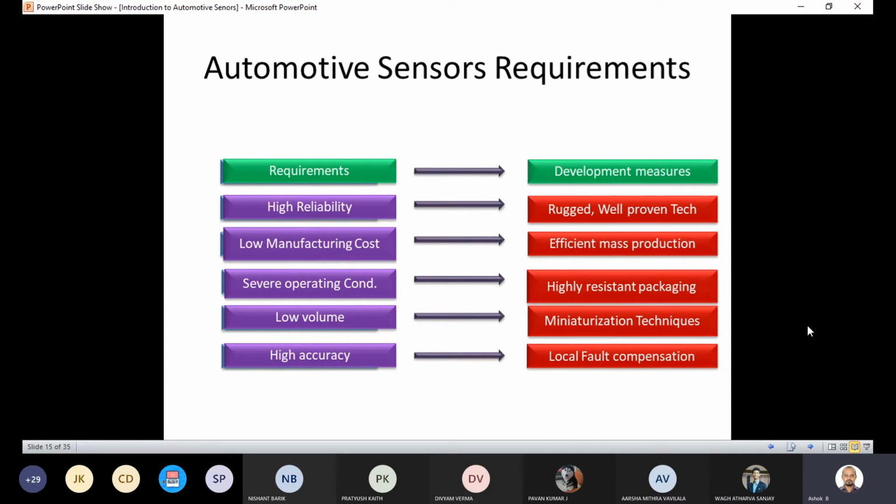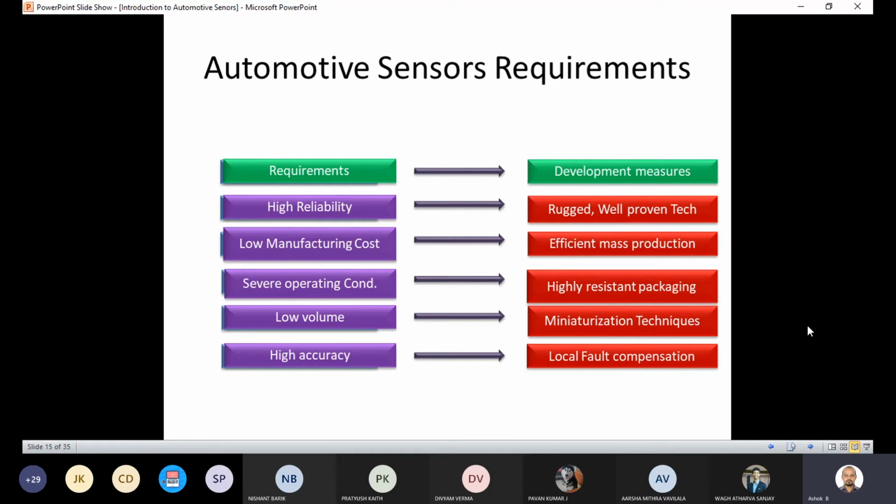So to sum up, the automotive sensor has different requirements compared to other types of sensors used in general applications. In the case of automotive sensors, it should have high reliability, because only with high reliability can it operate in a rugged environment. And of course the manufacturing cost has to be lower, then only can it go for efficient mass production. The cost of the sensor also should not be very high. Severe operating conditions: the packaging and operating conditions have to be handled in an effective manner, because it is not like a normal regular sensor.